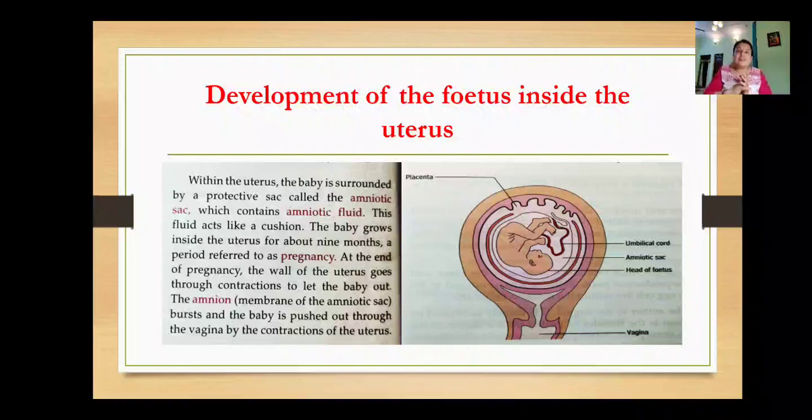So our mothers have given us birth, we have been brought into this world, okay. Similarly every mother keeps her child for 9 months in her uterus, and at the end of the pregnancy, the wall of the uterus goes through contractions to let the baby out, and the amnion membranes of the amniotic sac burst and the baby is pushed out through the vagina by the contraction of the uterus. So this is how the birth of the child takes place, okay. This is a beautiful gift of God, the creation, how the mother brings us into the world.